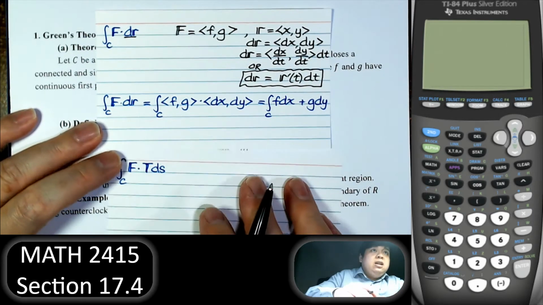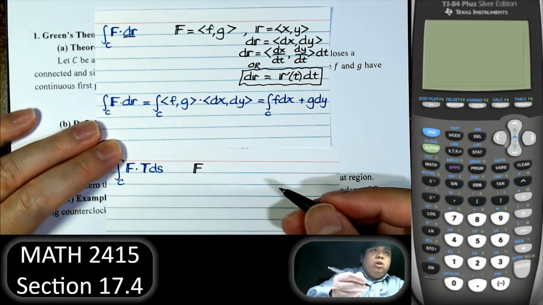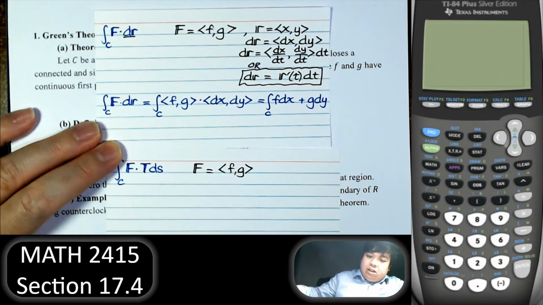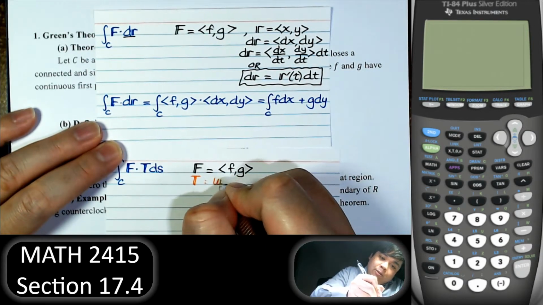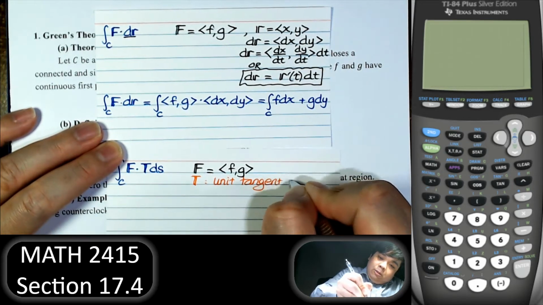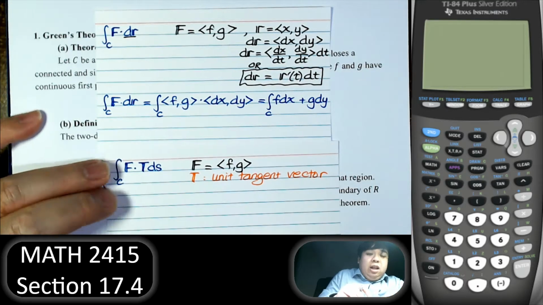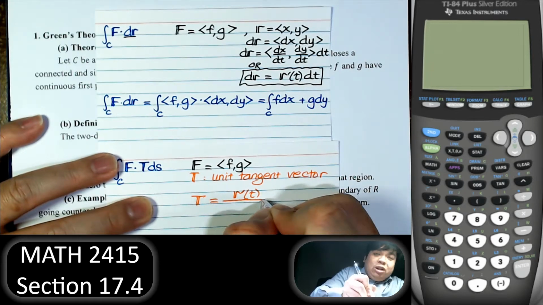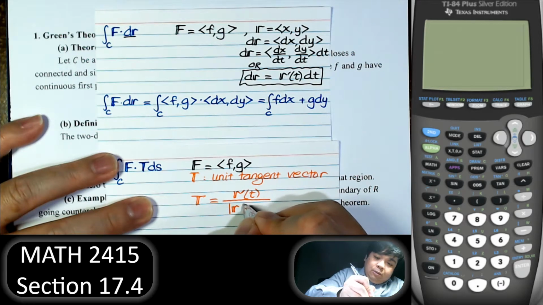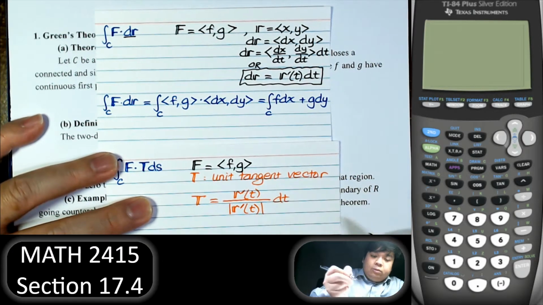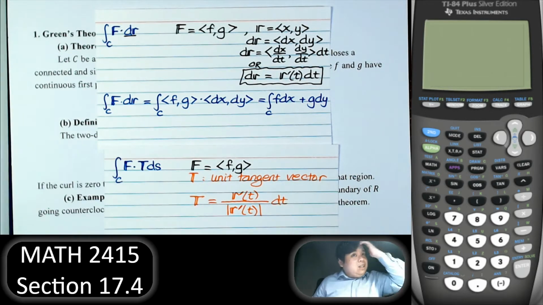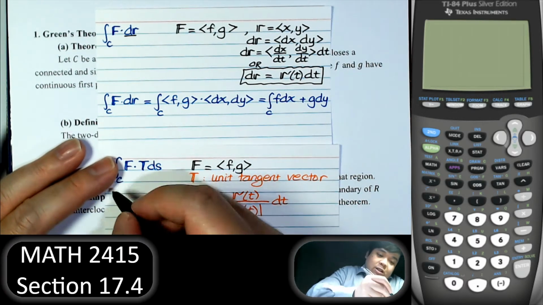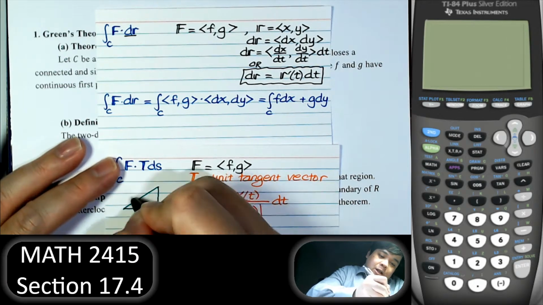So in this particular case, F is still a vector, which is f and g, so there's nothing new here. But the unit tangent vector is a little bit different. It is unit tangent vector, meaning that T is equal to a tangent vector, which is the derivative, and it is a unit vector, so we have to divide by the magnitude. Right, so that is T. And what is ds? ds is the length, so we have to consider this.